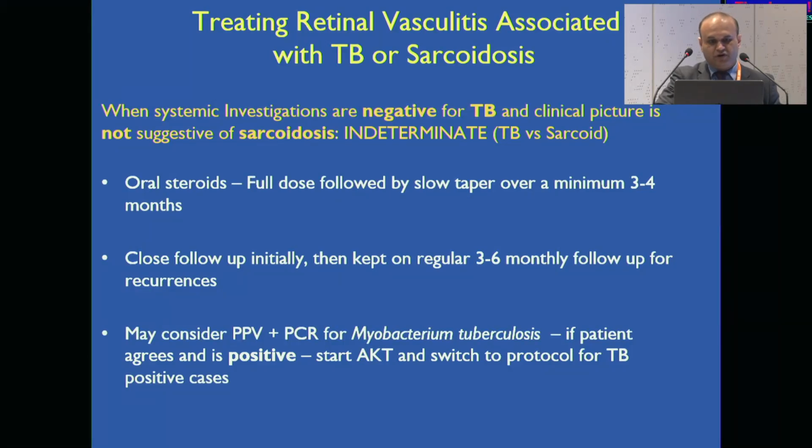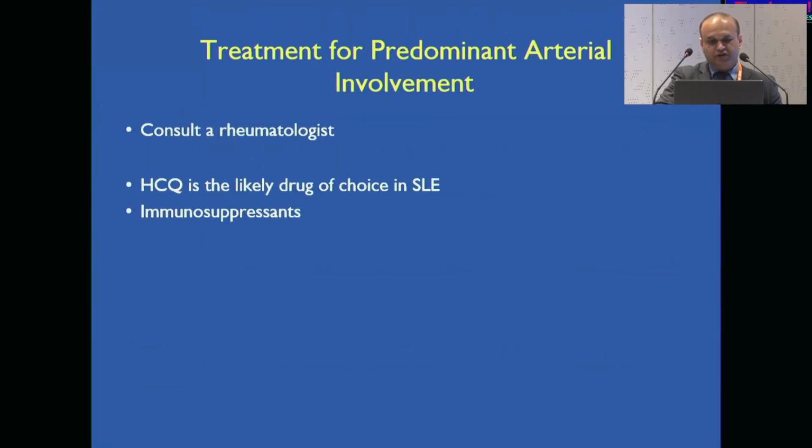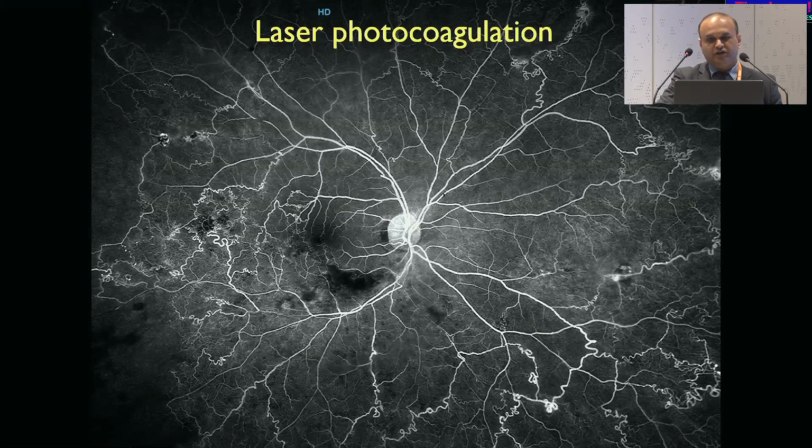So treatment, we have already said you need to treat the underlying inflammation as well as the infection if it's a case of an infective etiology. And subsequently, you need to consult a rheumatologist if you have got an underlying predominant arterial involvement, because HCQ will be the likely drug of choice in SLE. These patients need to continue immunosuppression.